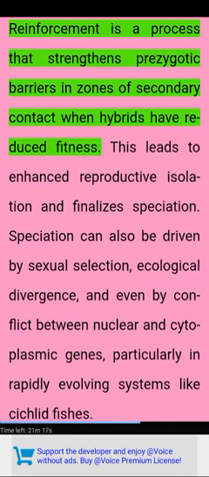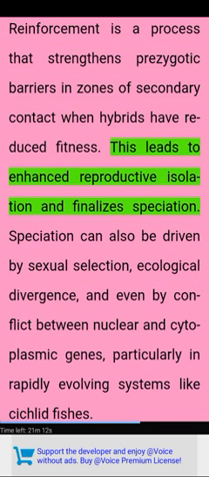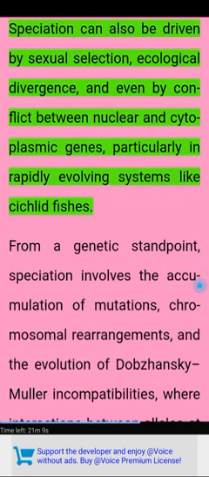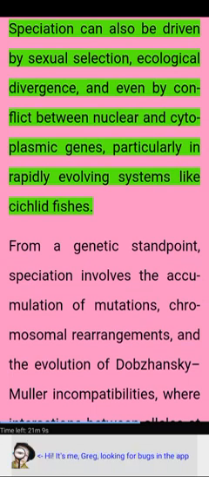Reinforcement is a process that strengthens prezygotic barriers in zones of secondary contact when hybrids have reduced fitness. This leads to enhanced reproductive isolation and finalizes speciation. Speciation can also be driven by sexual selection, ecological divergence, and even by conflict between nuclear and cytoplasmic genes, particularly in rapidly evolving systems like cichlid fishes.